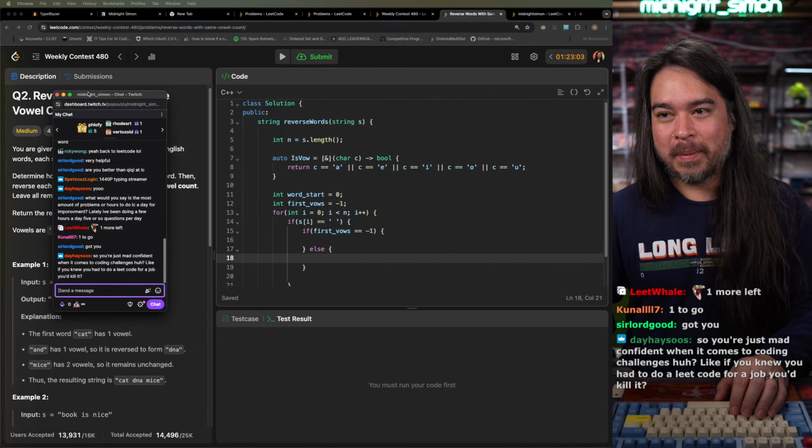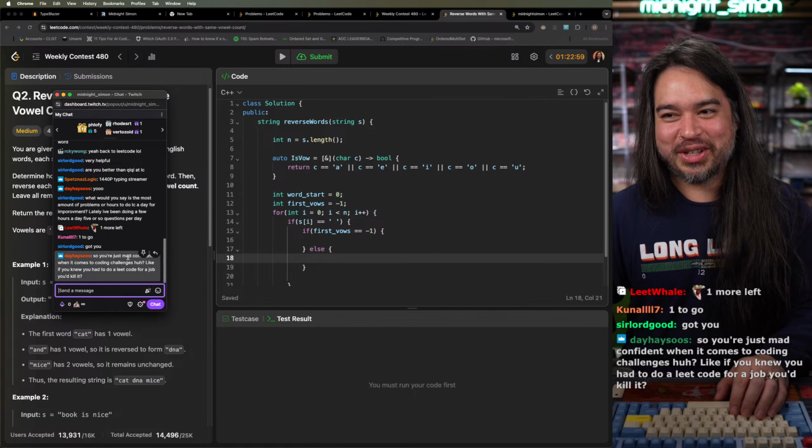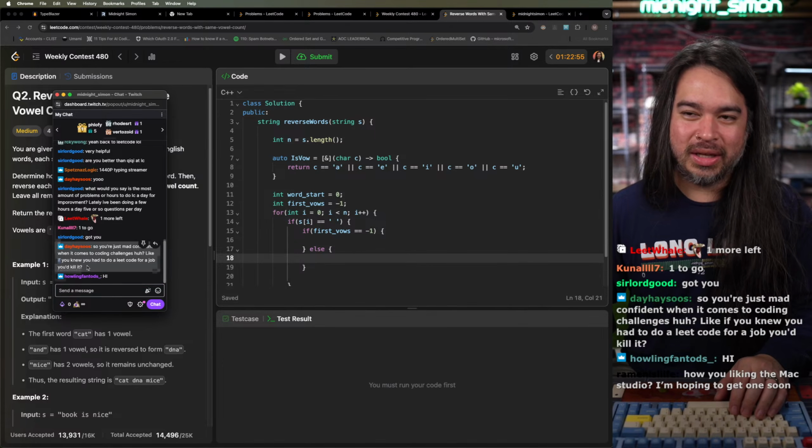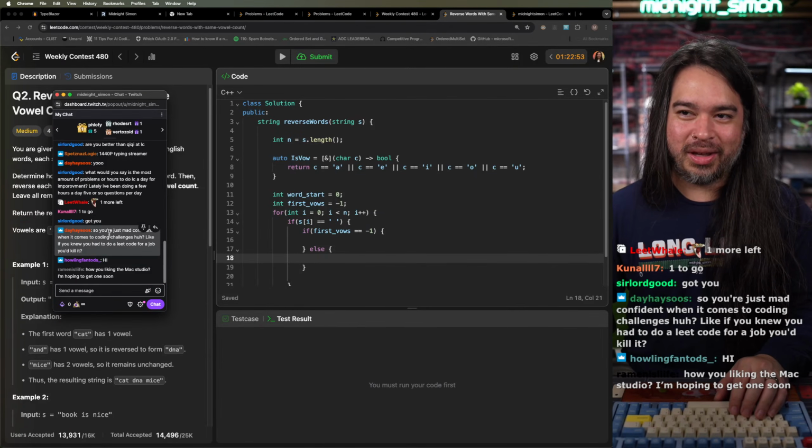So you're just mad confident when it comes to coding challenges? Nah, I'm not. Like, if you knew you had to do a LeetCode for a job, you'd kill it. I wouldn't kill it, but I'm not scared of LeetCode. I think I can work it out most of the time.